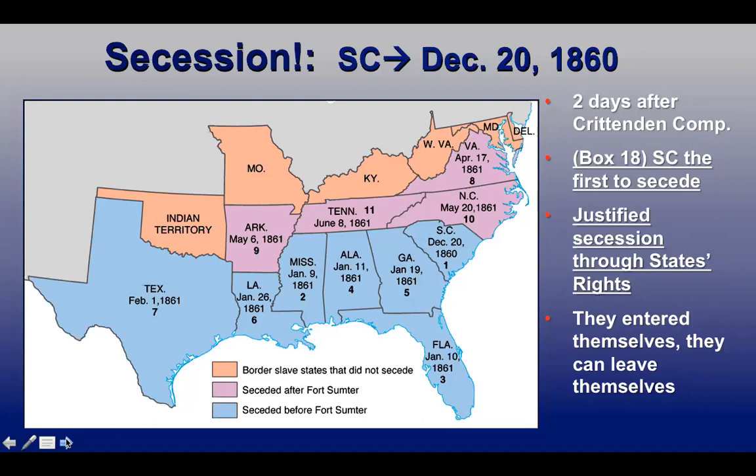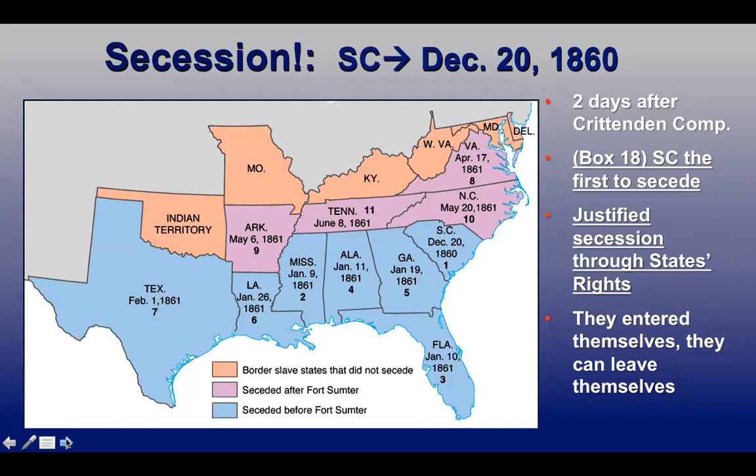Followed by Alabama, Georgia, Louisiana, and then Texas. Now, during that time period in April of 1861, you have an event. You have an attack on a federal fort, Fort Sumter in South Carolina, off the coast of Charleston.